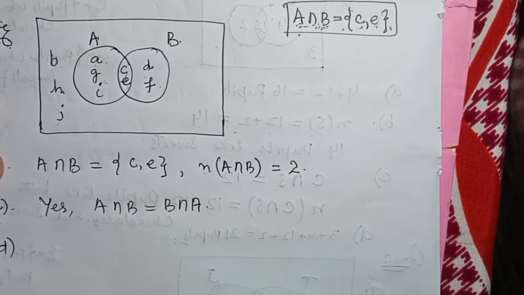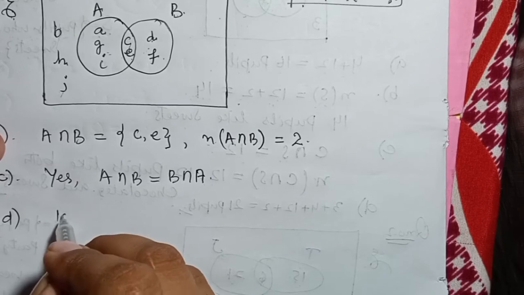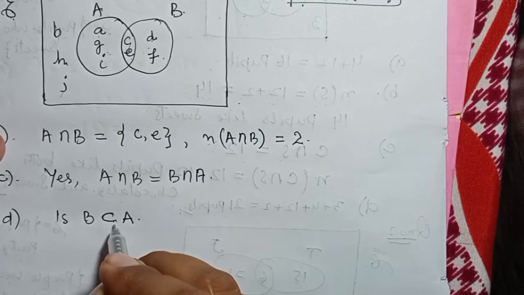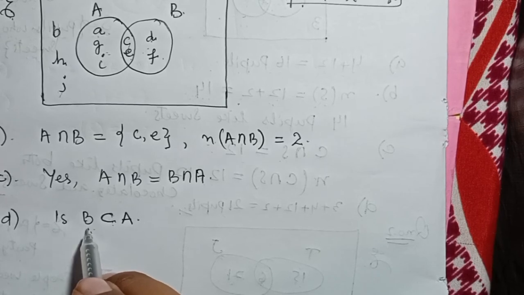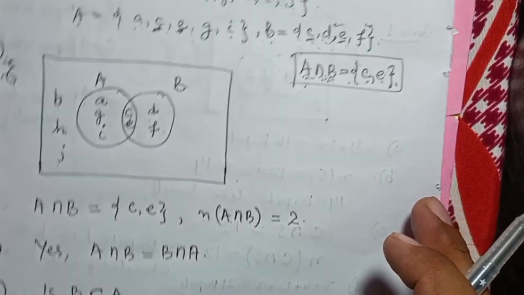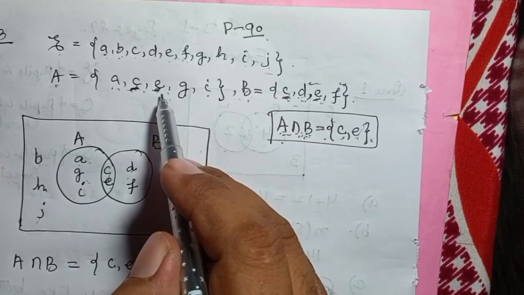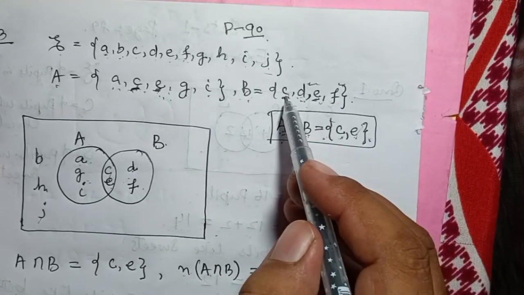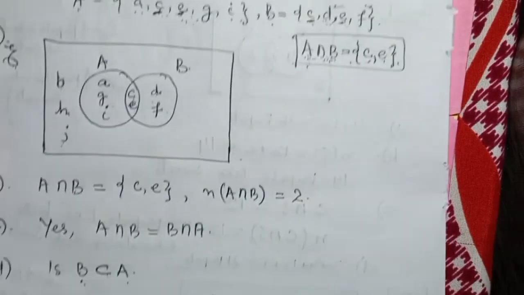D. Is B a subset of A? That is the question. What does it mean? It is asking us, is every element of B also an element of A? That means we need to check that every element of B should be present in the set A. Then it is a subset of A. C is there? Yes. D is there? No. So this means no, it is not a subset.